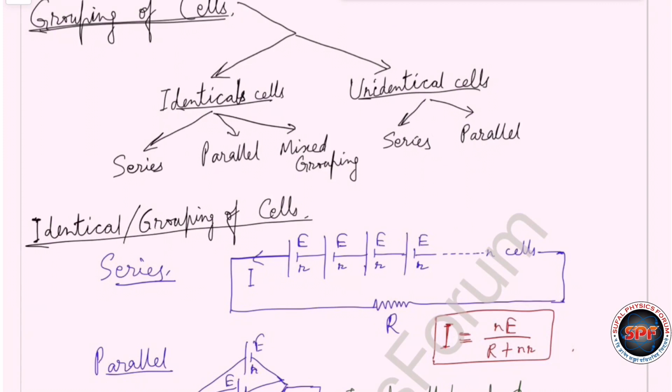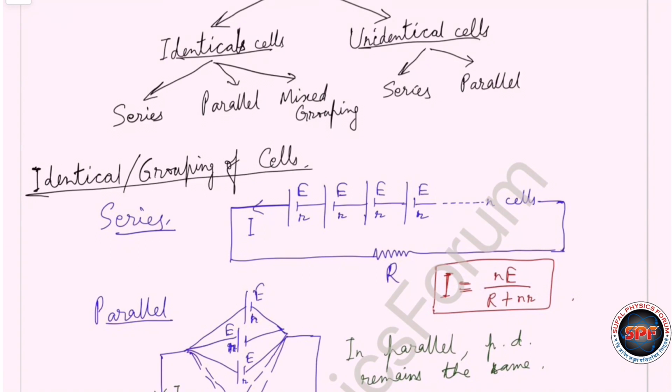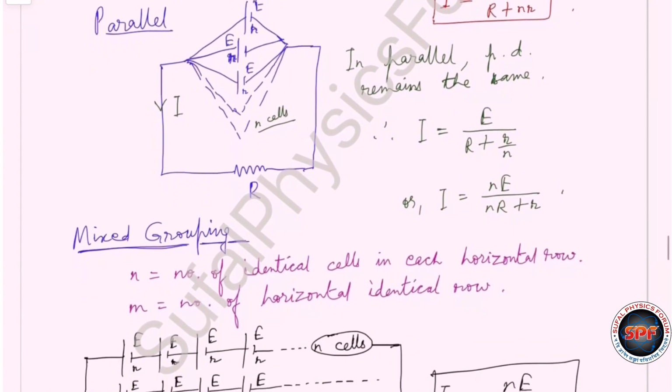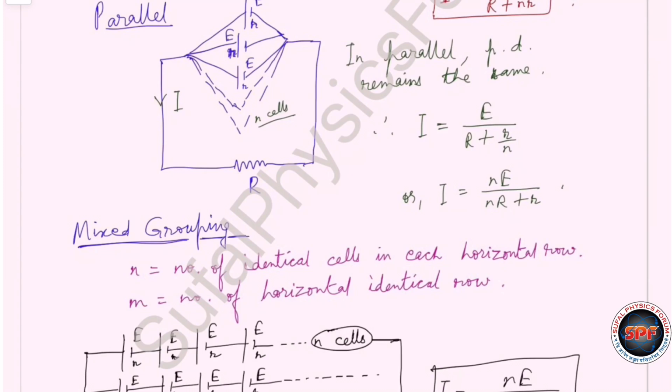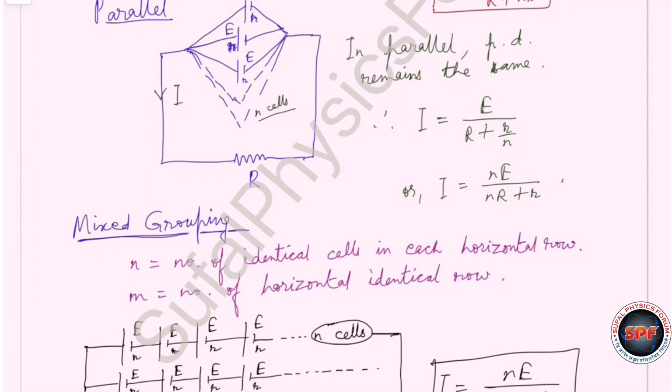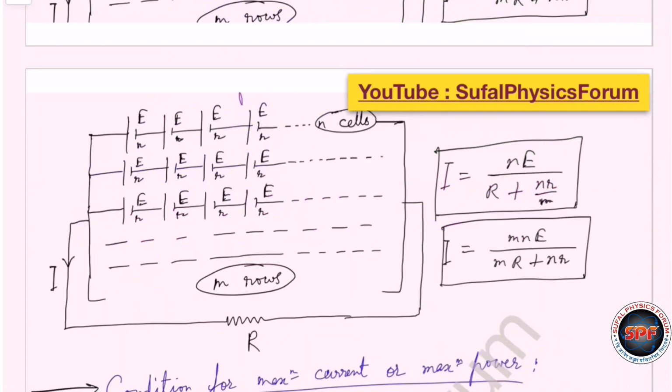Identical cells and non-identical cells. Then thereafter, identical cell grouping could be further categorized into series, parallel and mixed grouping. In parallel, what we saw is that EMF is the same, so this will be taken as E only, because in parallel the potential difference remains the same.